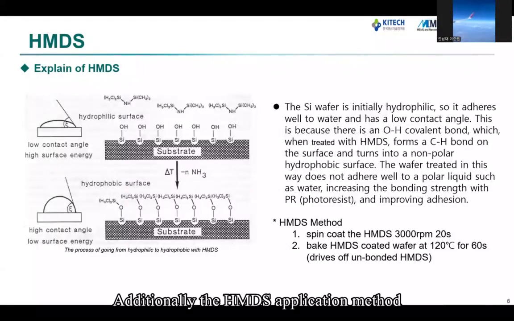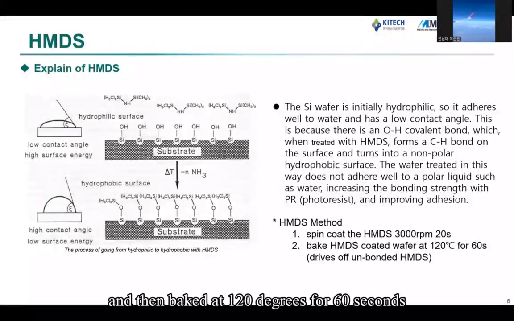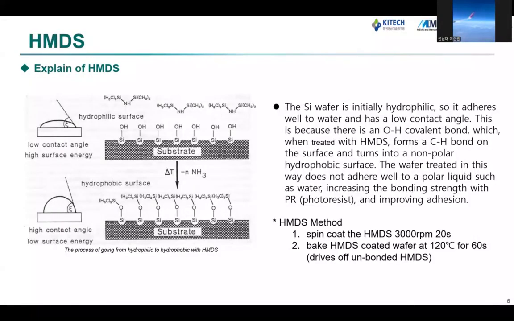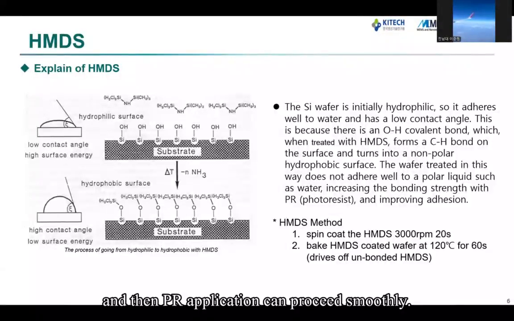Additionally, the HMDS was uniformly applied to the silicon wafer using the spin coating method and then baked at 120 degrees for 60 seconds to blow away the non-applied part. This ensured that HMDS adheres well to the wafer surface and then PR application can proceed smoothly.